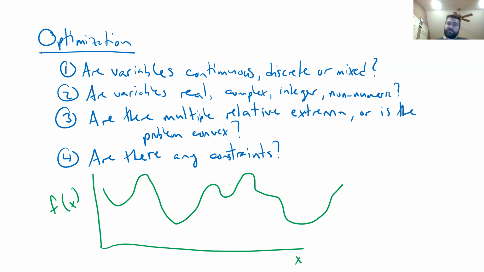A surface like this has many relative extrema. There are many points on this surface that are local minima. We have a local minimum here, here, here, and here. We also have many local maxima, a local maximum here, here, here, and so on.